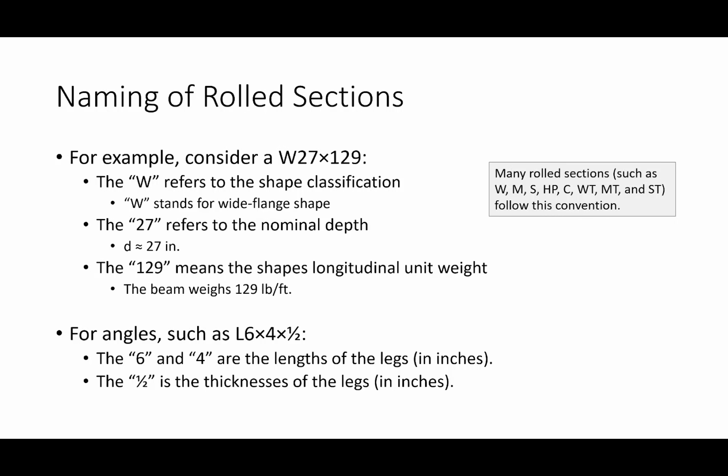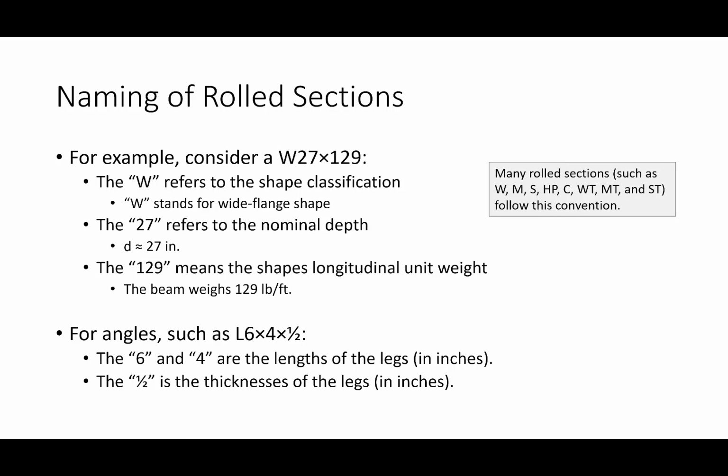When it comes to naming a rolled section, we have a very specific naming terminology. Angles are the ones that are maybe a little different, but let's consider a W27 by 129. The W corresponds to what type of shape we're looking at. It could be a W shape, a C shape, an HP shape, a WT, whatever. So the W says I'm talking about a wide flange cross-section. The 27 refers to about how deep it is. Not exactly how deep it is, but approximately how deep it is.